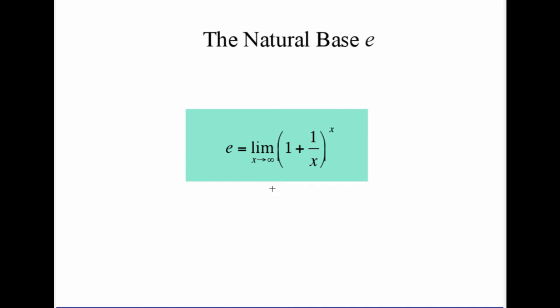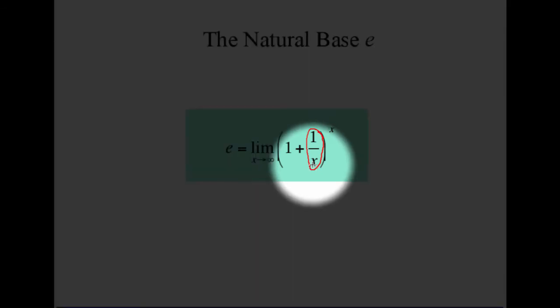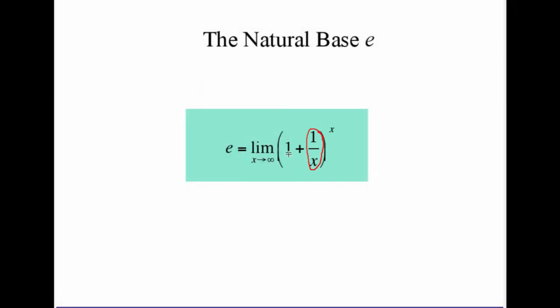So if you just stop for a moment and think about that, as x goes to infinity, we're taking 1 and we're adding a fraction to it. And as x goes to infinity, think about what's happening to the value of this fraction. As x gets larger and larger, the overall value of this fraction is getting smaller and smaller. So we're taking 1 plus some very small number, and then we're taking that to a very large power. Think about how that might play out.